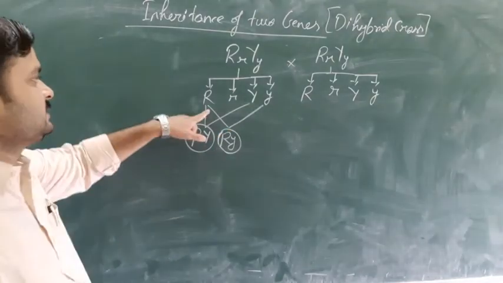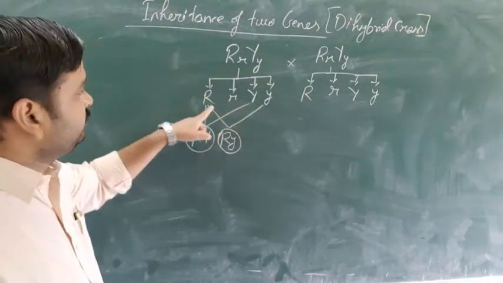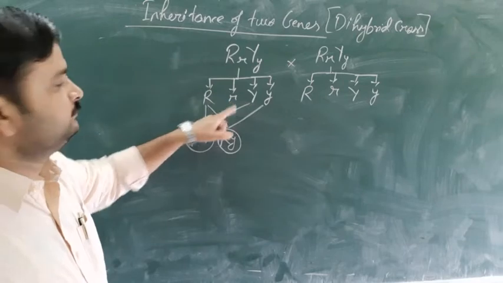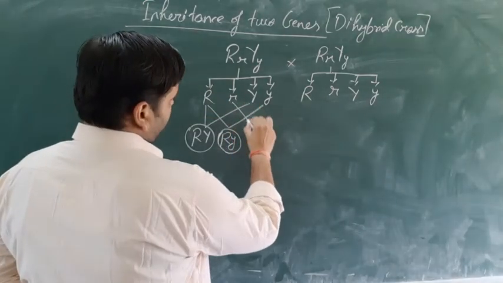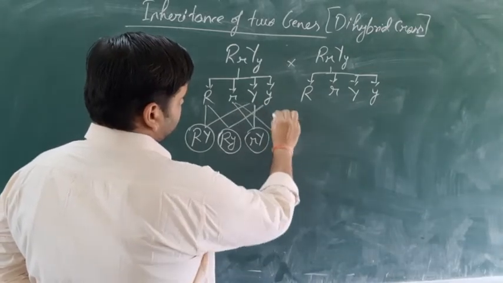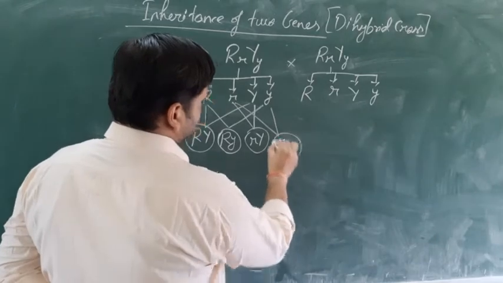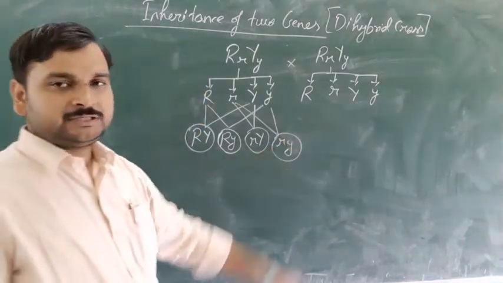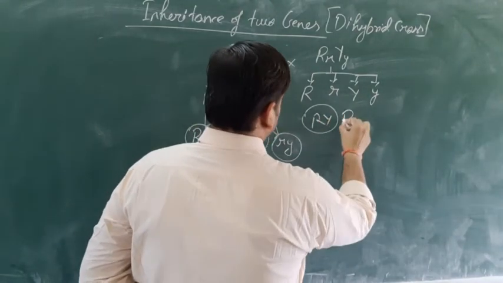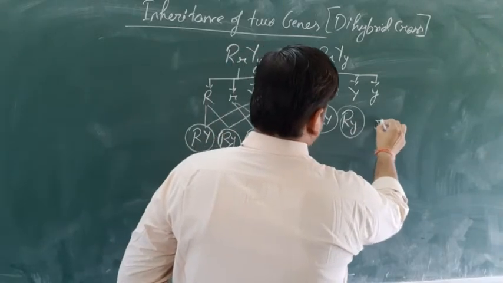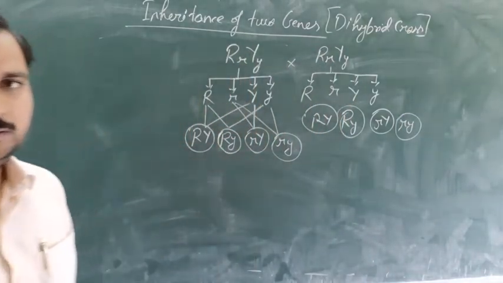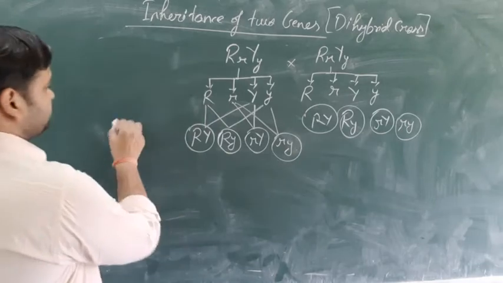Now I think with this capital R, these two possibilities are over. Don't take this capital R with small r, because they are coding for the same character. Then you take this small r. So one possibility is small r, capital Y, and one possibility is small r, small y. And similarly, if you make gametes here also, you will find the same gametes: capital R capital Y, capital R small y, small r capital Y, and small r small y. Now, these are the gametes.